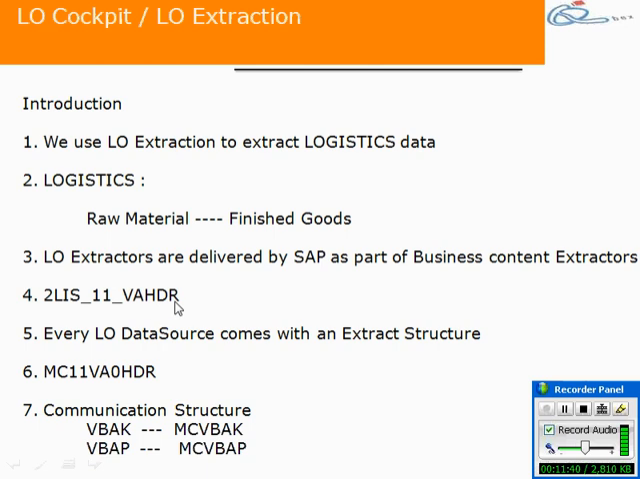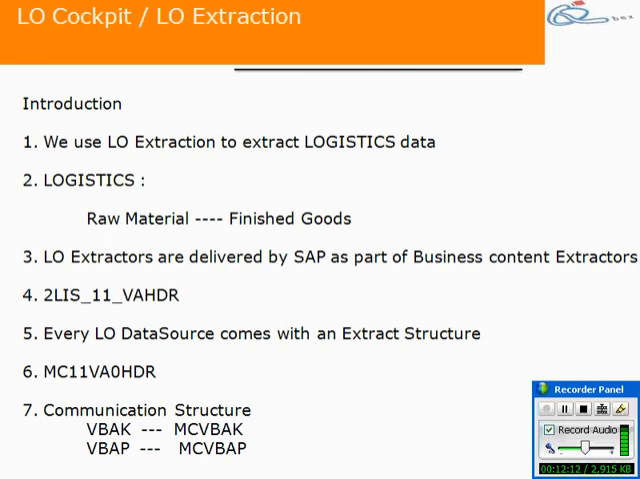Next three characters: HDR indicates header, ITM indicates item, SCL indicates schedule line. So the next three characters indicate what level of data we are extracting. Are we extracting header level data, item level data, or schedule level data? This should prove to you that in the LO extractor, for each level of data you have a different extractor. To extract header level data you will have a different extractor, to extract item level data a different extractor, and to extract schedule line data a different extractor.